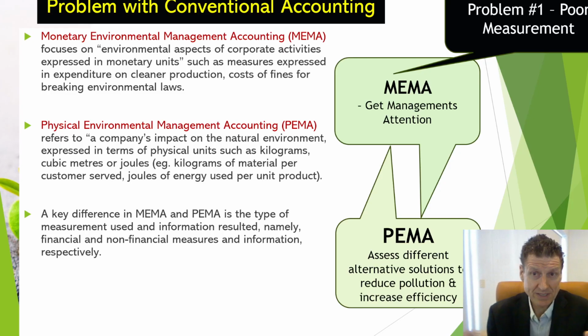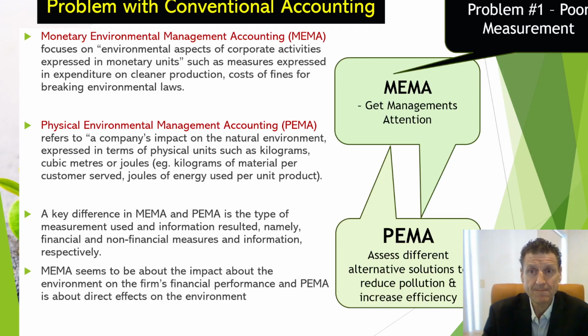The key difference, and this summarises it, is the type of measurement used and the information resulted, namely financial and non-financial measures and information respectively. All right, and summarising again, MEMA is about the impact of the environment on the firm's financial performance, and PEMA is about the direct effects on the environment. Now, you can't have one without the other. All right, you need MEMA to get money from senior management. You need PEMA because that's where the action happens.